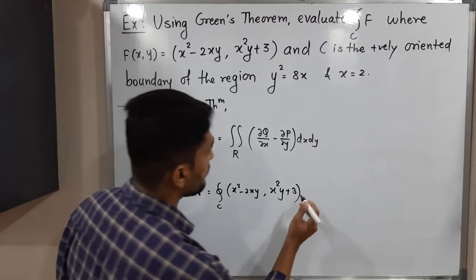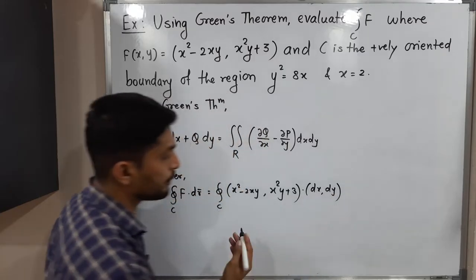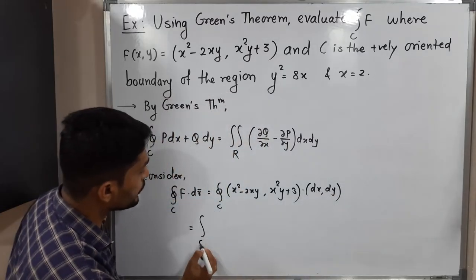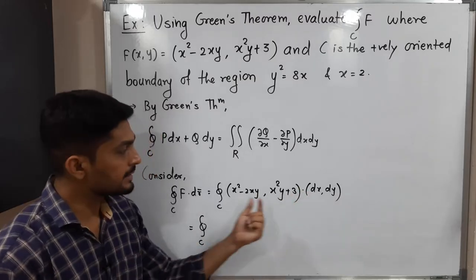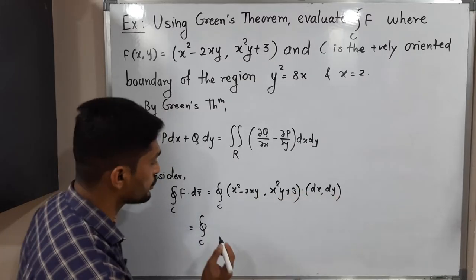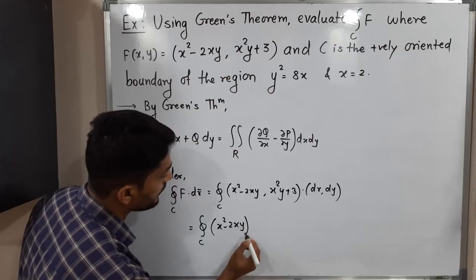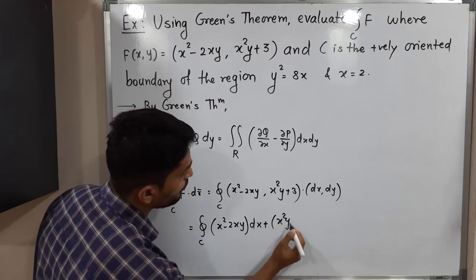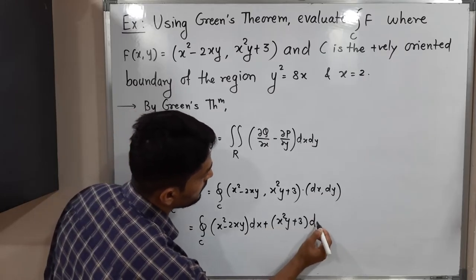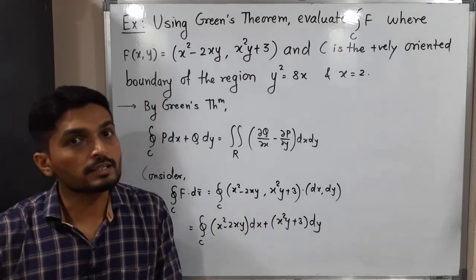So dr bar I will write in the same way, that is (dx, dy). So there is a dot product, and you know well how to take a dot product: first component into first component plus second component into second component. So let me do that. So (x square minus 2xy) dx plus the second component, (x square y plus 3) dy, right? So I wrote the given line integral in its standard form.